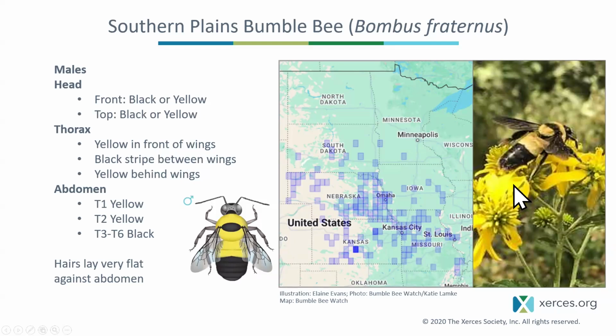Once again, the males of the species look very distinct because they have a flattish looking abdomen, and you can really see that here in this photo. It almost looks like the abdomen of this bee has gotten squished a little bit. And that's because the hairs on the abdomen lie really flat against it.